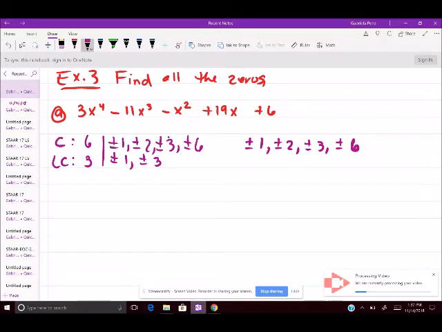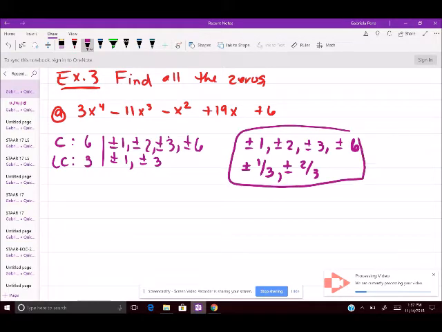Now, if I do 1 over 3, what is that? 1/3, right? What is 2 over 3? 2/3. And then when I do 3 over 3, that is what? 1. So I don't have to write it down. 6 over 3? 2. It's already there. So these are all the possible answers that I know could be the zeros for this equation.